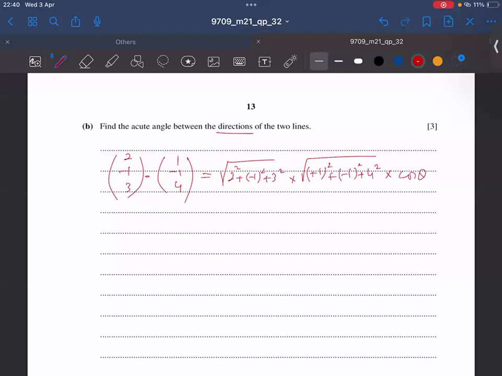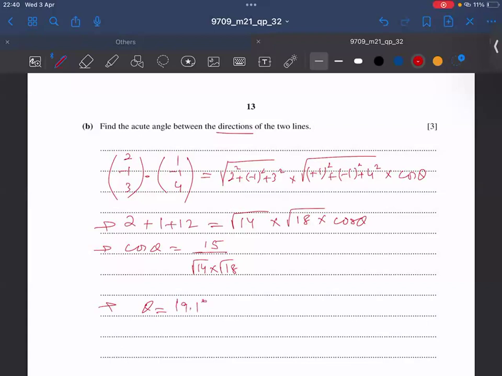So it's 2 plus 1 plus 12 equals the square root of 14 times the square root of 18 times cos of theta. So cos of theta is going to be equal to 15 divided by the square root of 14 times the square root of 18. And so I'm going to take cos inverse, so it's going to be 19.1 degrees.